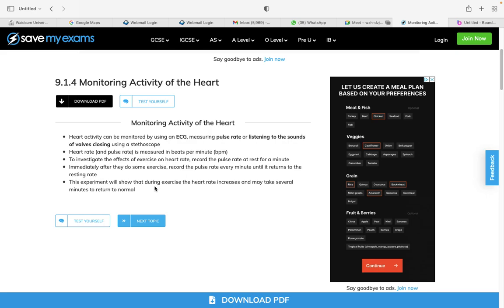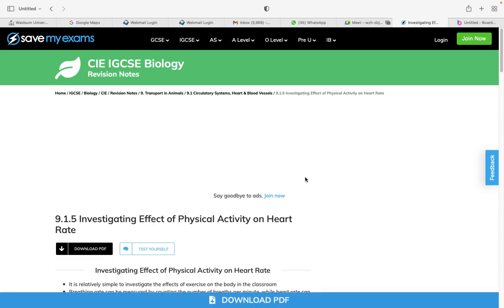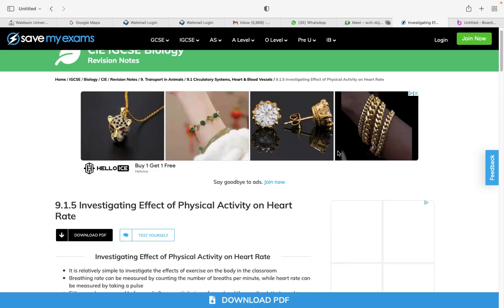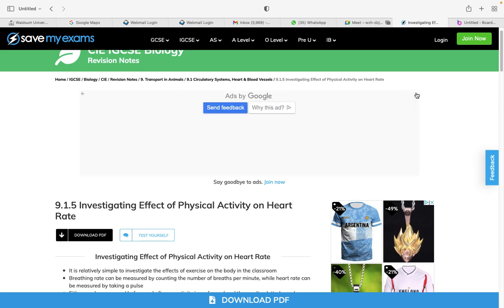This experiment is to show that during exercise the heart rate increases and may take several minutes to return to normal. So the whole exercise is to show how many minutes it takes after exercise for the heart rate to return to normal.